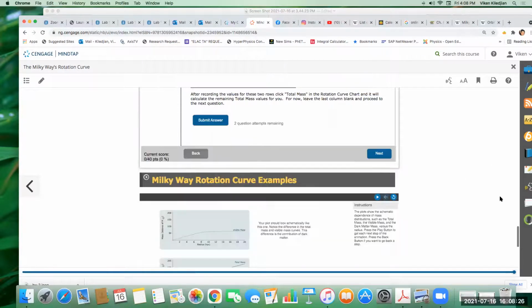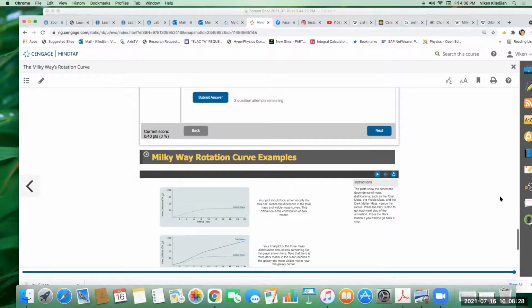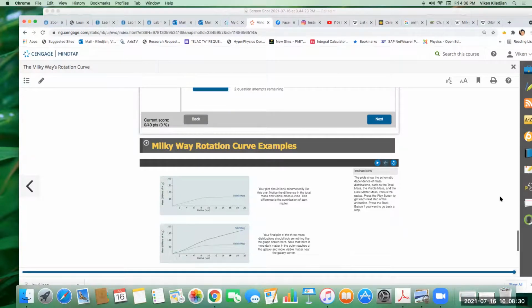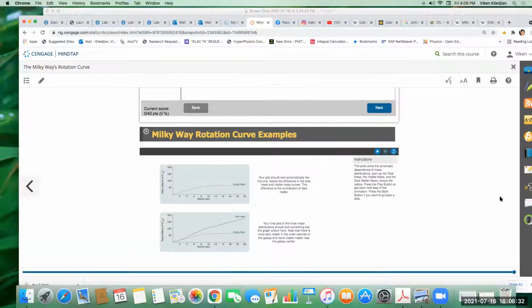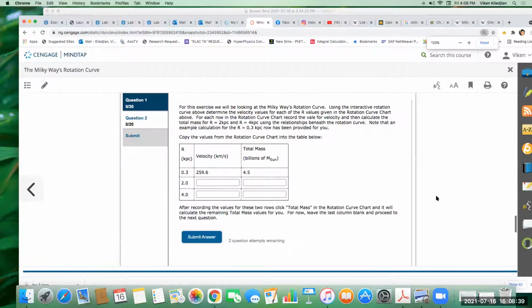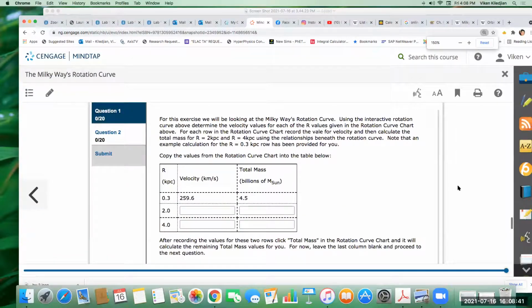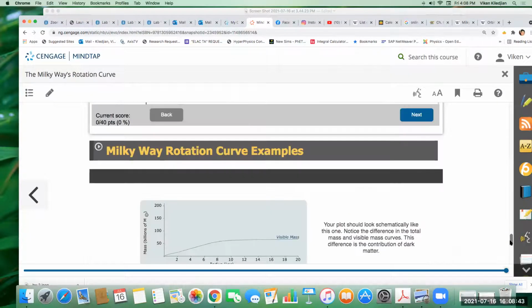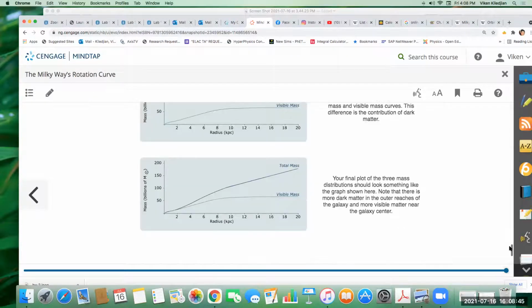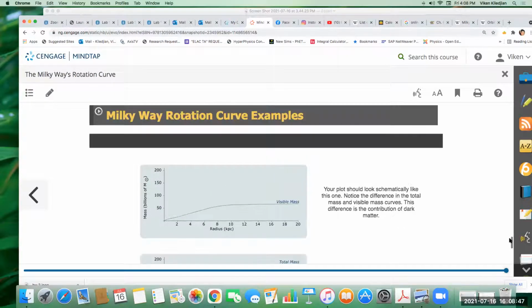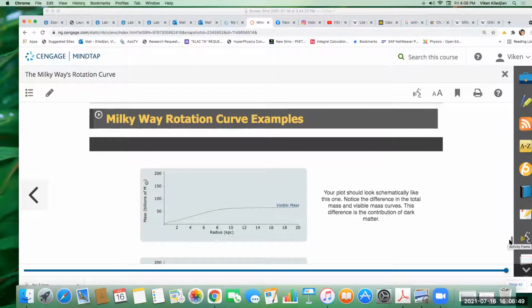There are so many charts here. Mass of the Milky Way rotation curve examples. Your plot should look schematically like this one. Okay, so they're saying that this is a sample of what your plot should look like. So then you've got here Milky Way rotation curve examples.